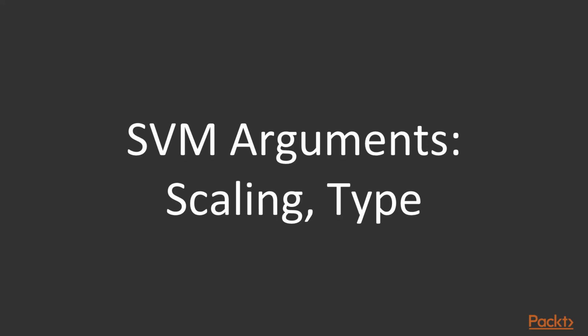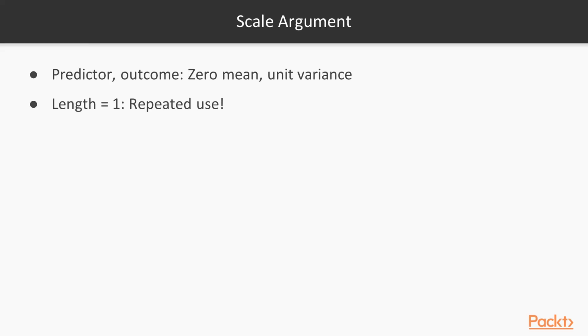We can control the scaling and type of our model by changing the arguments in our SVM function. By default, for the sake of building a good model, SVM scales all the predictor and outcome variables to 0 mean and unit variance before building a model. We can use the scale argument to control this. If the length of the vector is 1, then it can be used as many times as needed.